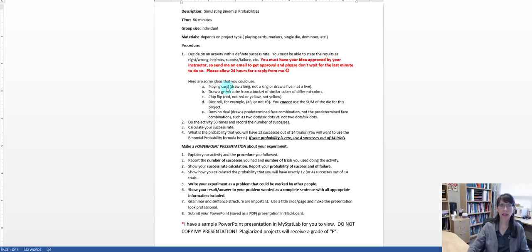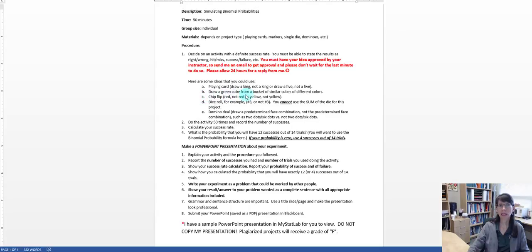Idea A is to select a playing card from a deck of cards. So choose a particular card before you pick a card from the deck. For example, you could choose to draw a king or not a king, draw a five or not a five. So if this is what you're choosing, maybe you don't want to use the entire deck of cards. Just choose one suit or some cards at random, maybe 10 cards out of the deck. And you would be testing for drawing the king or not a king from those cards you begin with.